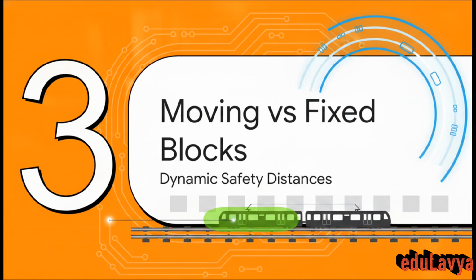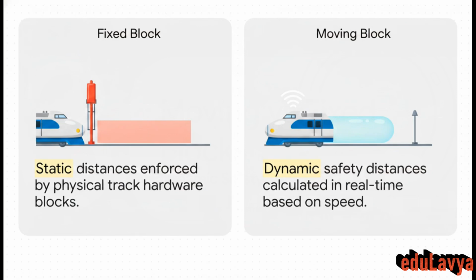Section 3, moving blocks versus fixed blocks. This shift to dynamic safety distances unlocks what is arguably the most important operational concept in modern rail today. Under the old fixed block system we talked about, the safety distance is the static, rigid boundary enforced by heavy track hardware. But under CBTC's moving block system, that safety distance is calculated in real time. It's based on the train's exact speed, its direction, and its braking capability at that exact millisecond.